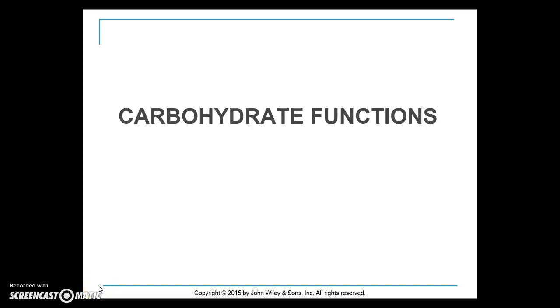So in this section, we're going to talk about carbohydrate functions. What we're going to learn about is the main functions of carbohydrates in the body, the roles of insulin and glucagon in blood glucose regulation. We're going to compare anaerobic and aerobic metabolism. And we're going to talk about what happens to protein and fat metabolism when dietary carbohydrate is insufficient.